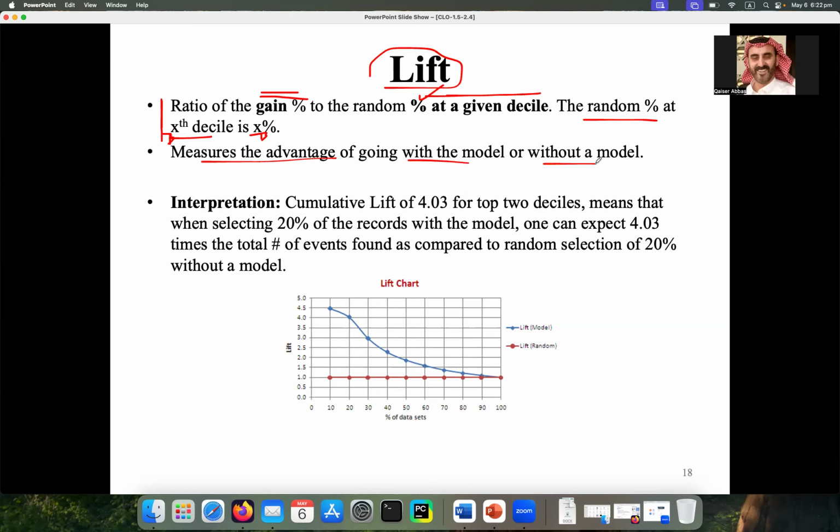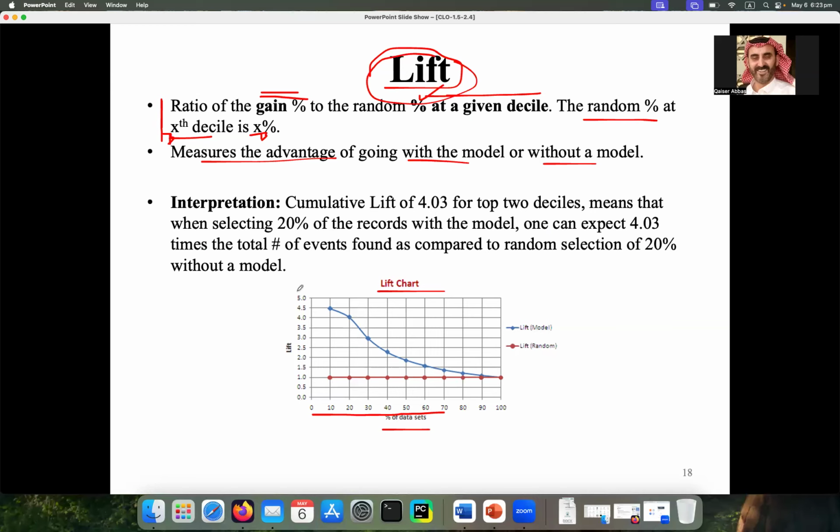It measures the advantage of going with the model or without the model. Again, the same. We started the story with this question, that either we want to go with the model or not. So this lift will also measure whether we should go with the model or not. And this is the lift chart. Number of data set, it is the same. First 10% decile, 20%, 30%. This is decile, data set. And then the values of the lift, going from 0 up to 5.